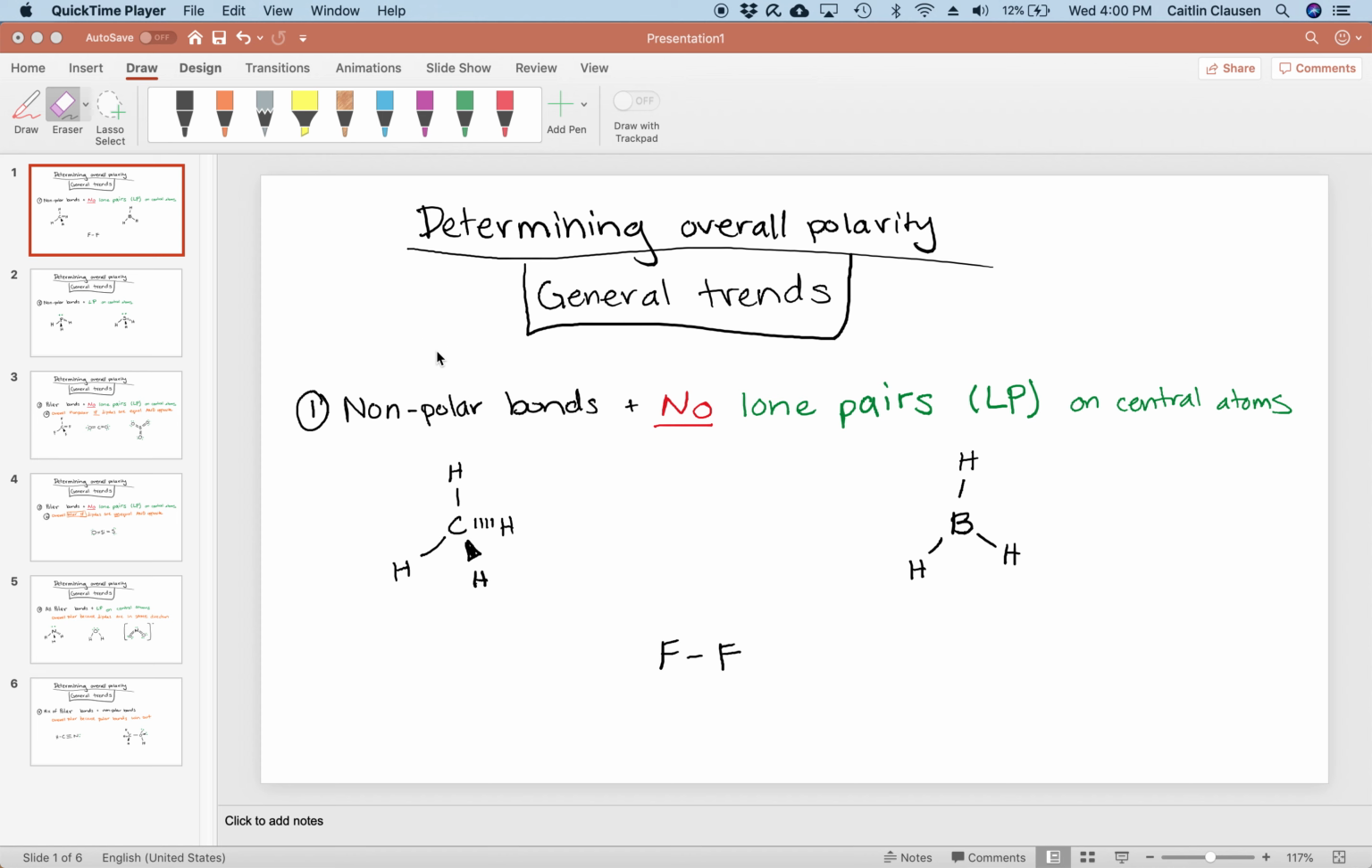Okay, I've gotten a few questions on determining overall polarity, so I figured I'd make a video just going over the general trends for determining polarity of an entire molecule. This is based off of things we've discussed in lecture, lab, and the textbook.